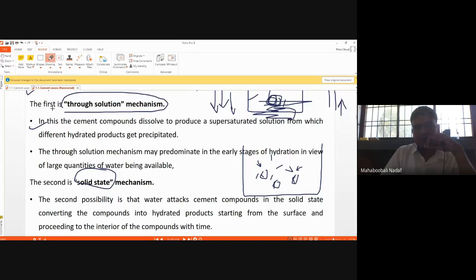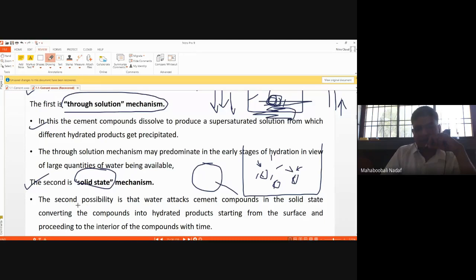That phase is called the through solution mechanism. As the water is decreasing, more solids are available, and more solids means what? The water will start attacking each particle from outside to inside. If this big solid is there, the water will come and attack like this, inside. The inside dry portion will start reacting with water slowly. That mechanism we call the solid state mechanism.